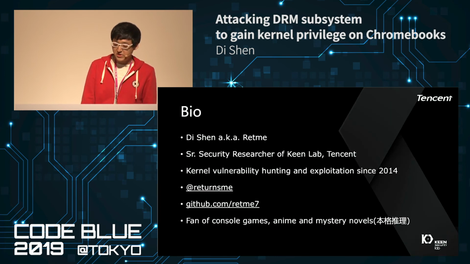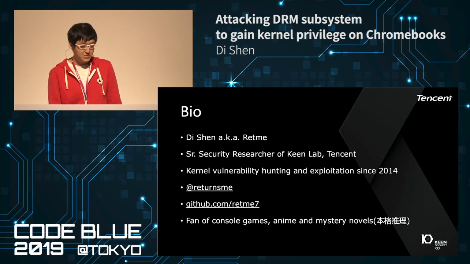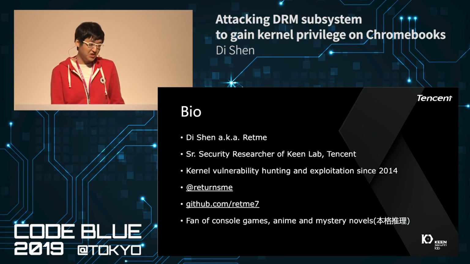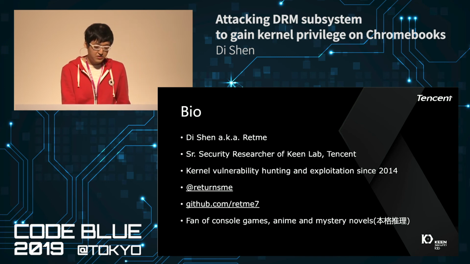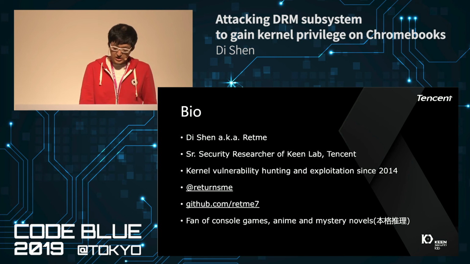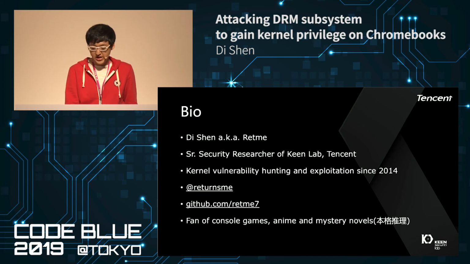But first of all, let me introduce myself briefly. My name is Shen, also known as Redmi. My friends call me Redmi, so you can call me this way as well. I'm a senior security researcher at Keenlab, Tencent, based in Shanghai. My research mainly focuses on kernel vulnerability hunting and exploitation since 2014. My target device is normally Android, but I also care about any other Linux distribution. This time, I will talk about Chrome OS.